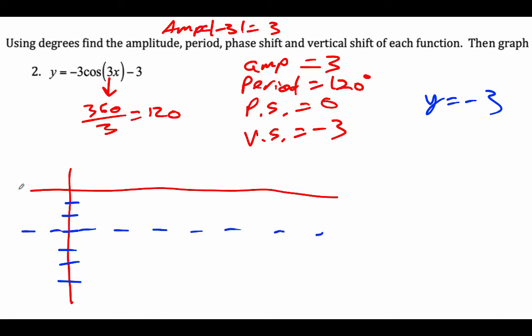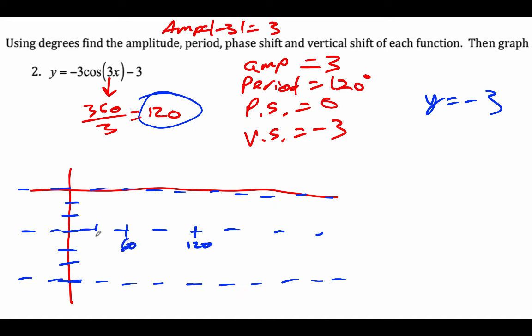And I go 3 up with the amplitude, and 3 down. And then we got a period of 120. I'm going to get done in 120. Half of 120 is 60. Half of a half is 30. And I got 90 over here, okay? I got no phase shift, so I don't have to worry about plotting points.